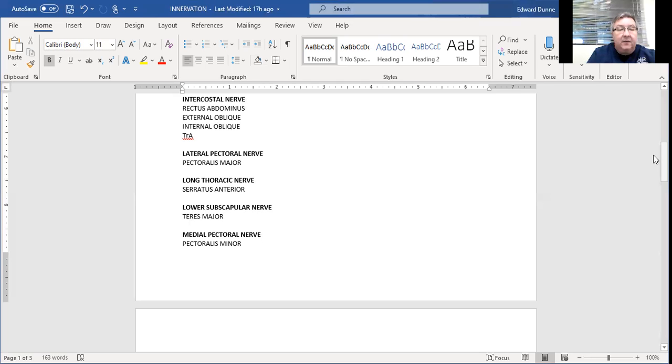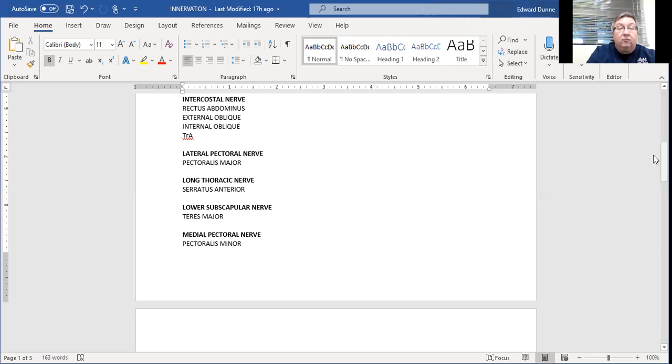And finally, TRA, I told you guys that the TRA stands for the transverse abdominis muscle. This is the main core muscle of the body. All right. So this muscle also inserts onto the linea alba of the rectus abdominis. So the TRA is innervated by the intercostal nerve.